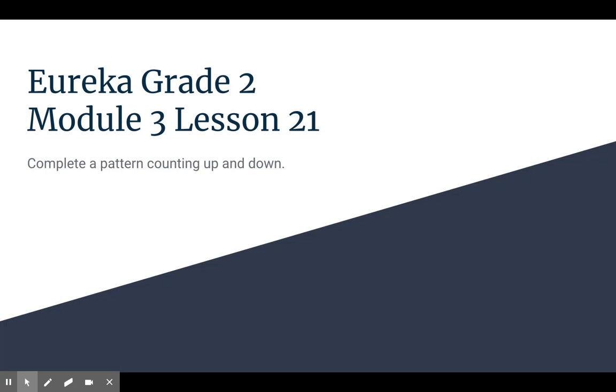Eureka, Grade 2, Module 3, Lesson 21. Complete a pattern counting up and down.